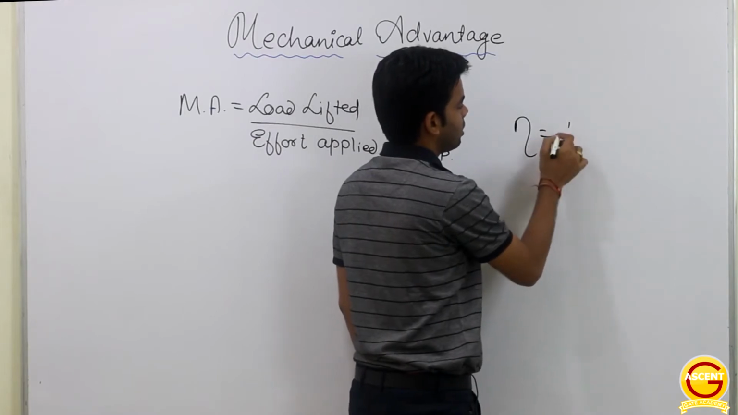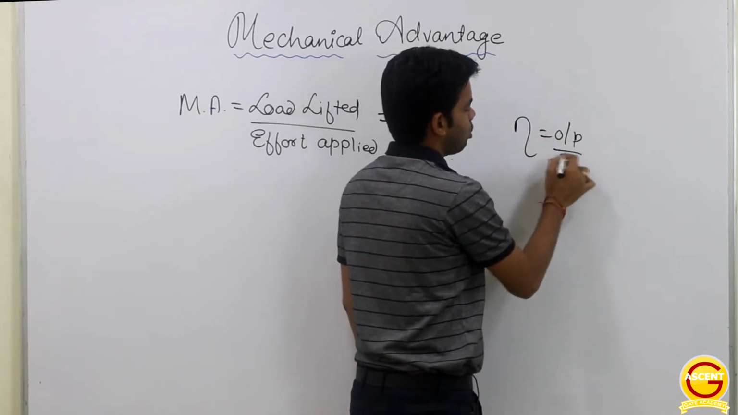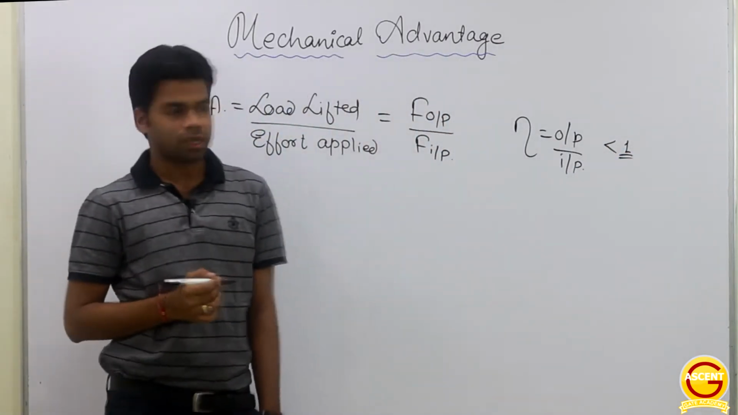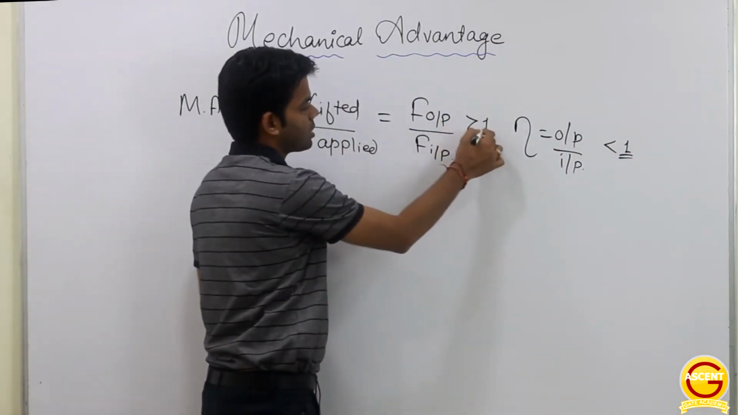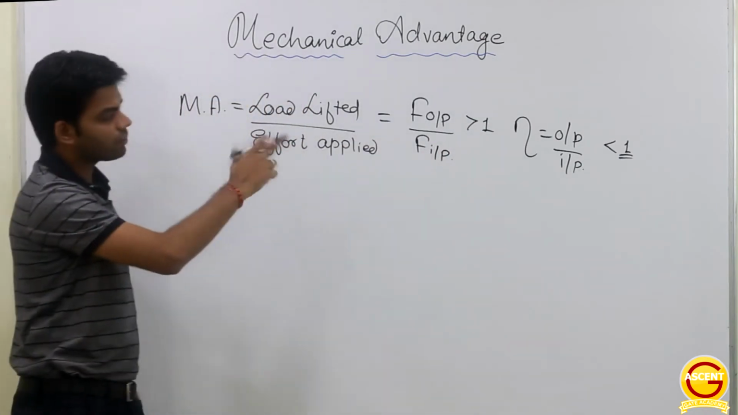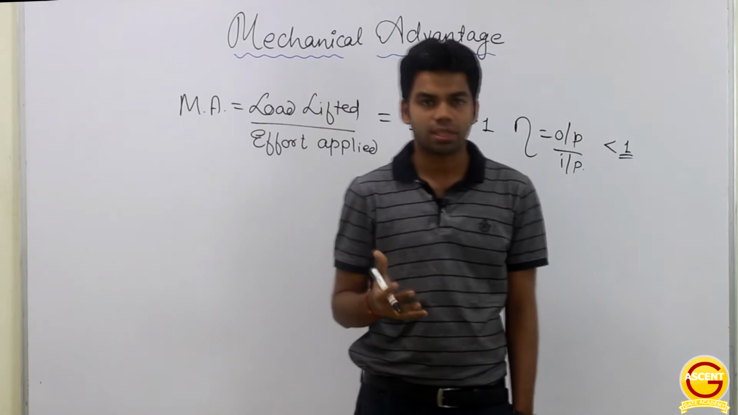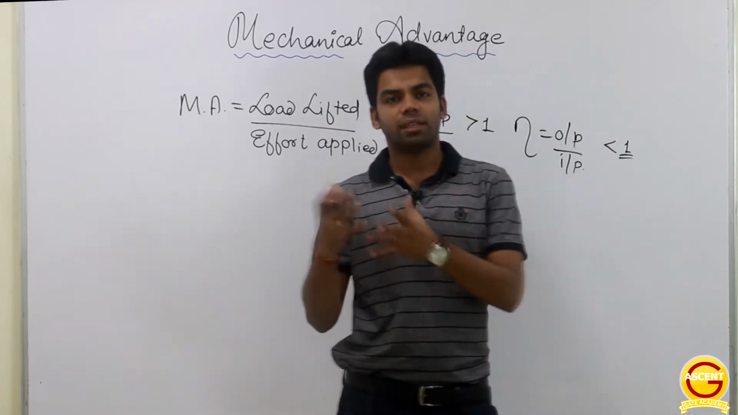Okay, how did we define efficiency? It was also output to input, but this efficiency was always less than 1. Getting this? And this mechanical advantage is always greater than 1. So what actually is the difference between these two? What is the difference between efficiency and mechanical advantage? Because we defined both in the same way, output upon input.